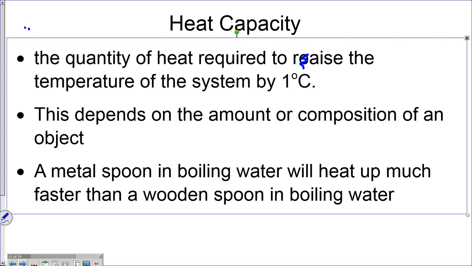Whereas with composition, if you remember back from Chem 1, different substances have different specific heats. Some objects heat up faster than others. So if we have a pot of water that's boiling and we put a metal spoon in it and a wooden spoon in it, after a couple of minutes, if you try to grab that metal spoon, it's going to burn your hand. It heats up very quickly. Whereas if you try to grab that wooden spoon, it may be warm, but it does not heat up nearly as fast as that metal spoon does.